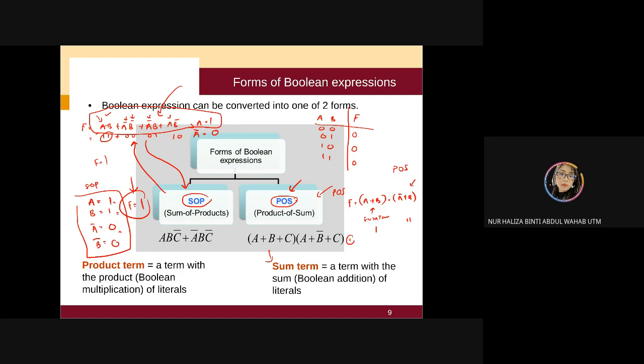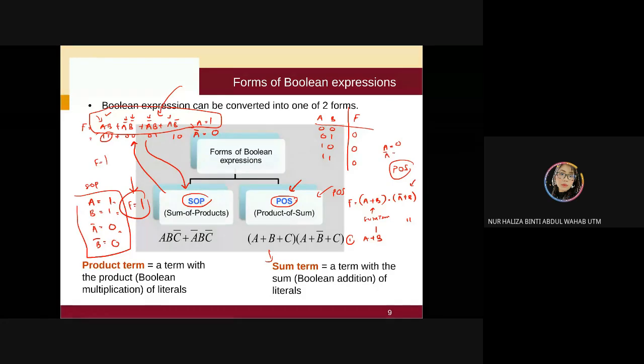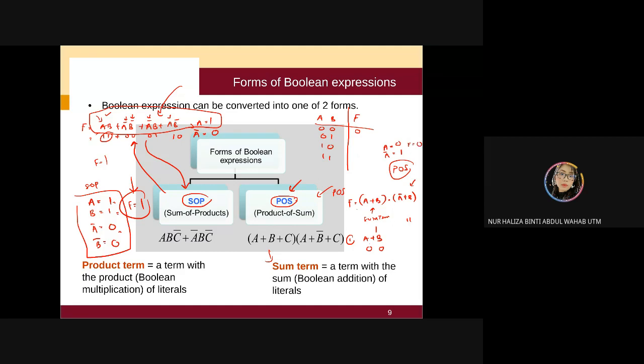Term 1, I have A plus B. What is A plus B? I need to remember A equal to 0, A bar equal to 1, and my value will be 0, 0. So I draw my table here. For 0, 0, I will get 0. Why 0? Because the POS output will be 0.